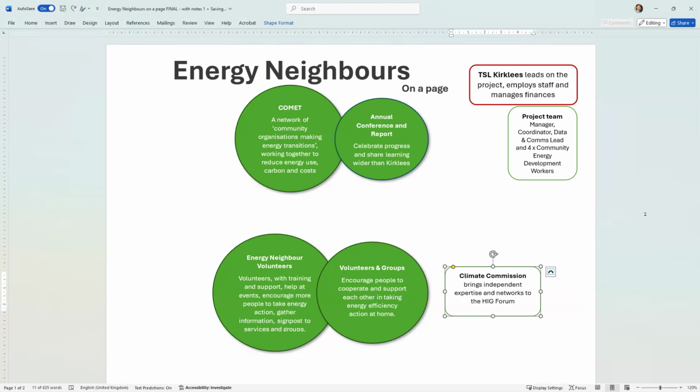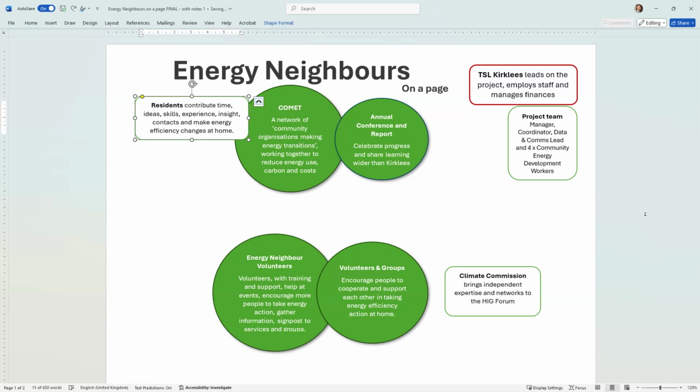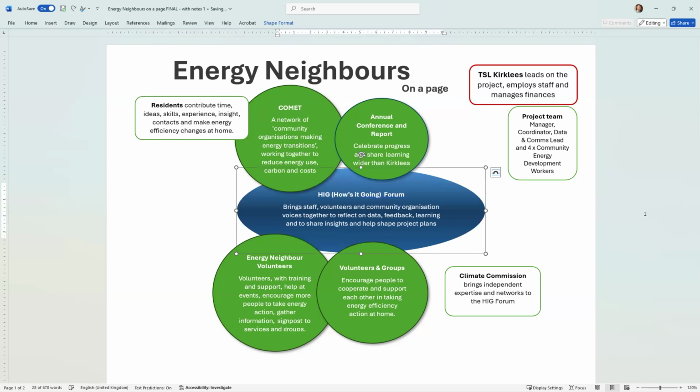We've got a partnership with the Climate Commission who are going to help us keep our focus on climate impact and help share the learning from the project. And the idea is that we try and reach people who don't often get involved in this stuff, but who are affected by just the cost of energy. And holding it all together is the How's It Going Forum.